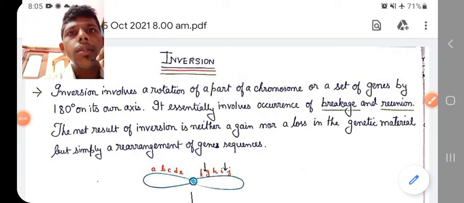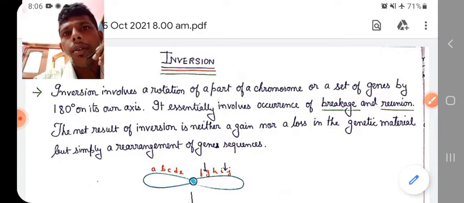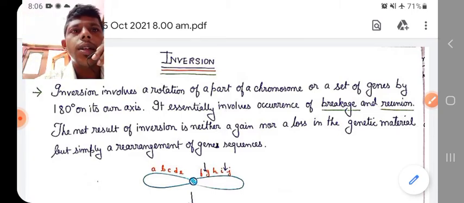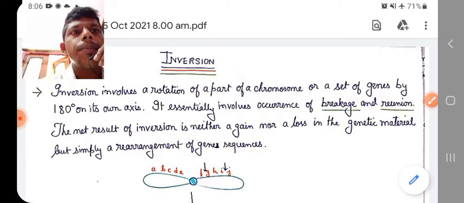Today, in your genetics syllabus, I am going to discuss with you all about inversion. In the previous video, I discussed deletions and duplications. So, let us see about the inversion. After this lecture, I will discuss translocation and human karyotype analysis. So get ready for the next videos also and study them well.